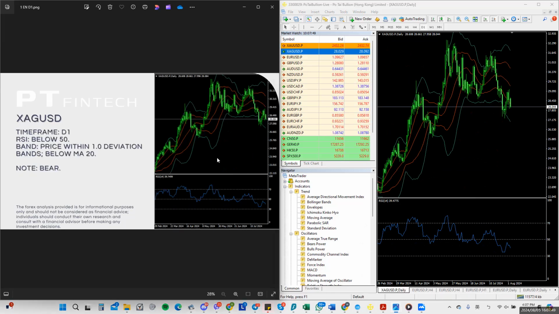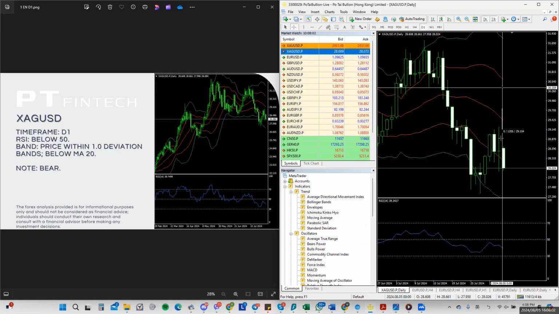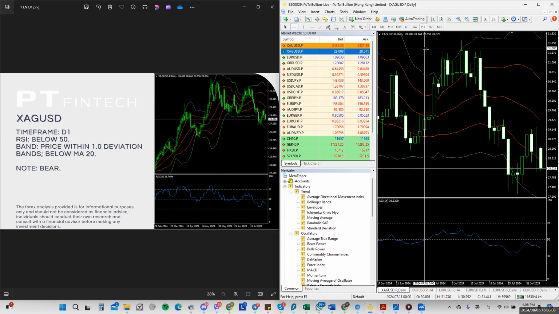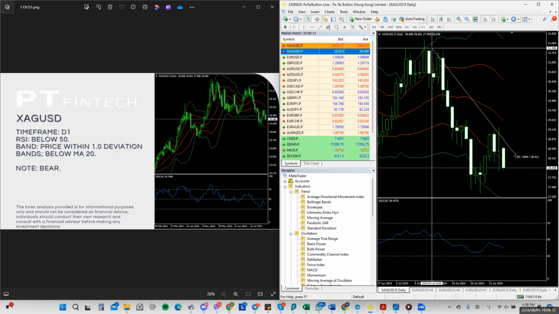Okay, so on D1, PTips claims that RSI is below 50, yes, which it is right now, and then the bands, price within 1.0 deviation band. Well, we do see that prices are sort of in between the 1.0 deviation, but currently it's actually within the lower bands, okay? So you see the highs are getting lower and lower, okay?